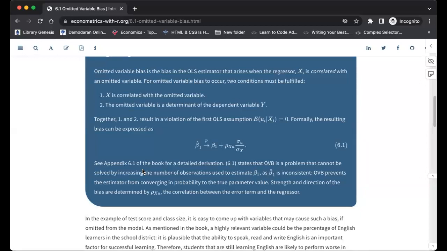So 6.1 is telling us that if we have an omitted variable problem, increasing the sample size will not solve this problem. The omitted variable bias prevents the estimator from converging in probability to the true parameter, which leads to the bias. The strength and direction of the bias are determined by the correlation between the regressor and the error term.